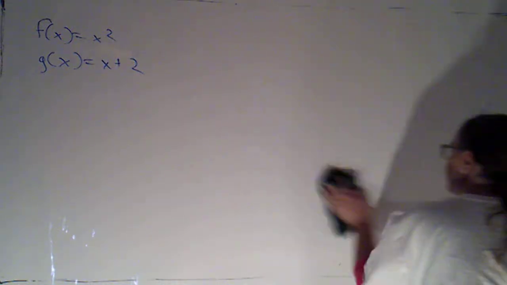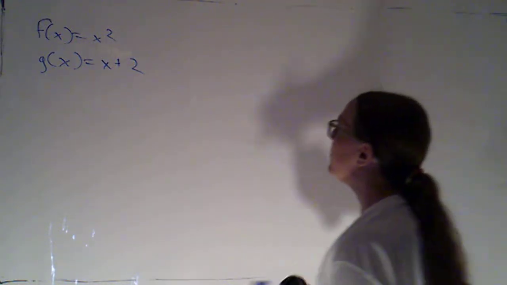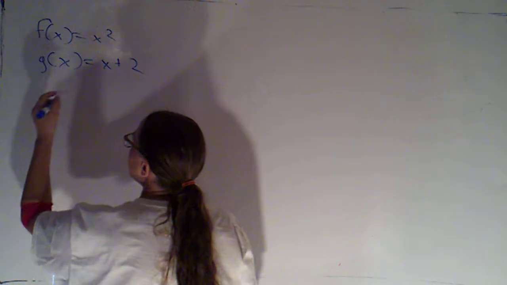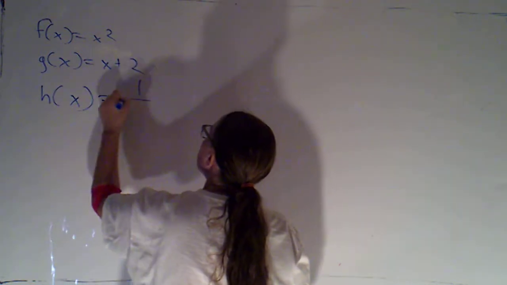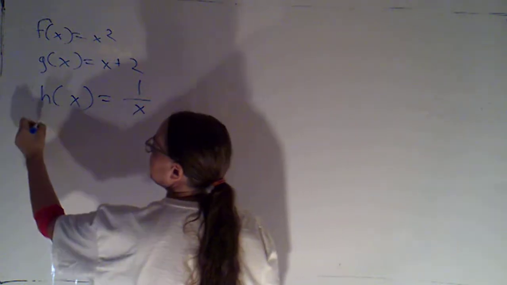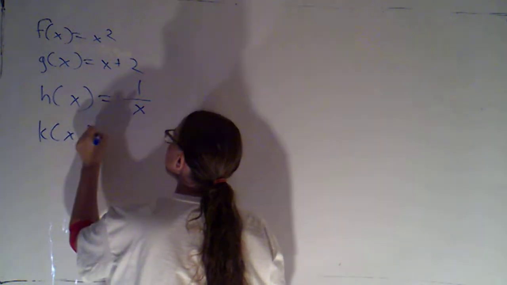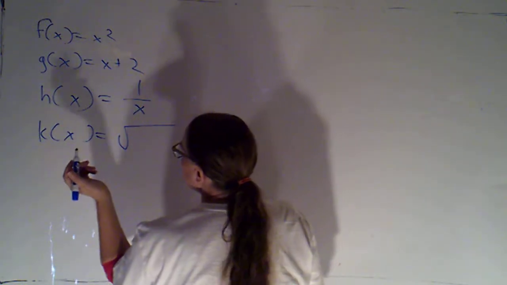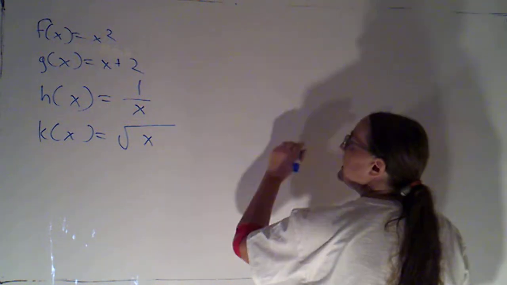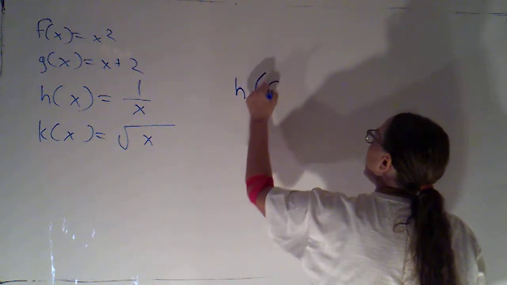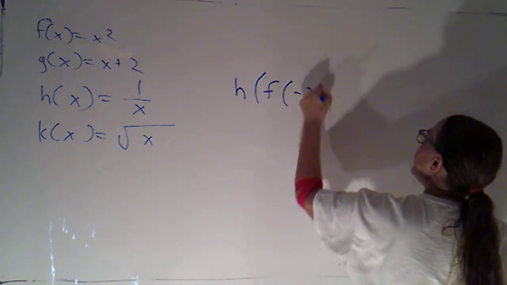Okay. So let's just practice with a few more. I've got two functions f and g up here. Let's let h of x be 1 over x, and let's let k of x be the square root of x.